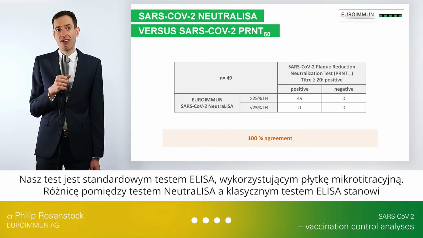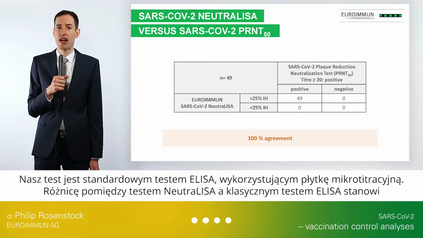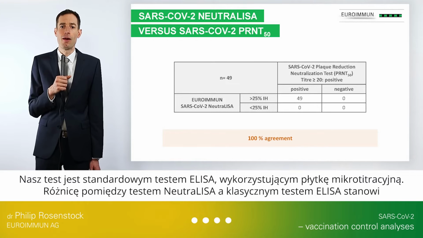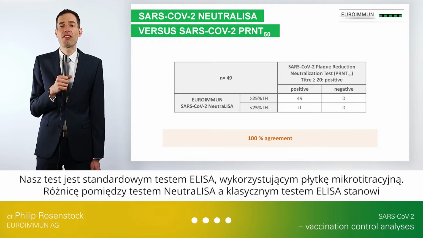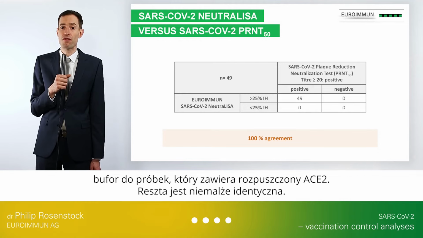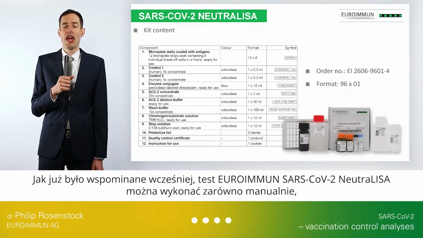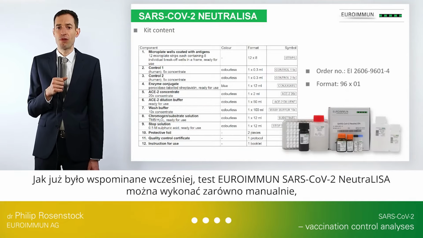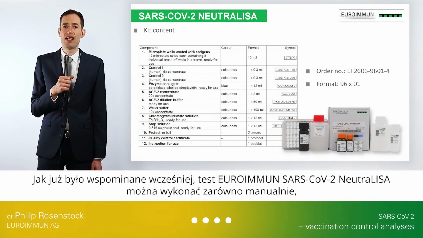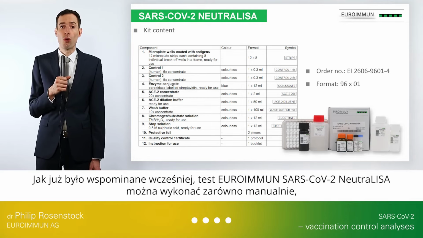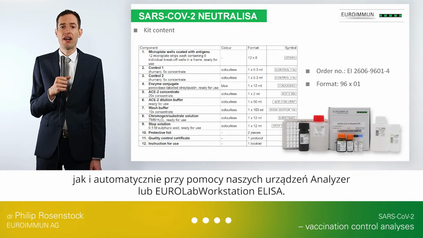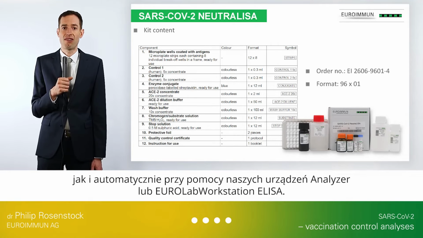So this is how the assay is set. It looks like a normal, regular EUROIMMUN ELISA, so it's a microtiter-based assay. However, the only thing that is different is the sample buffer, because it contains the soluble ACE2. And the rest is more or less identical. And of course, as mentioned several times before, you can perform the ELISA either manually or automated with our analyzer or EUROLab workstation ELISA devices.